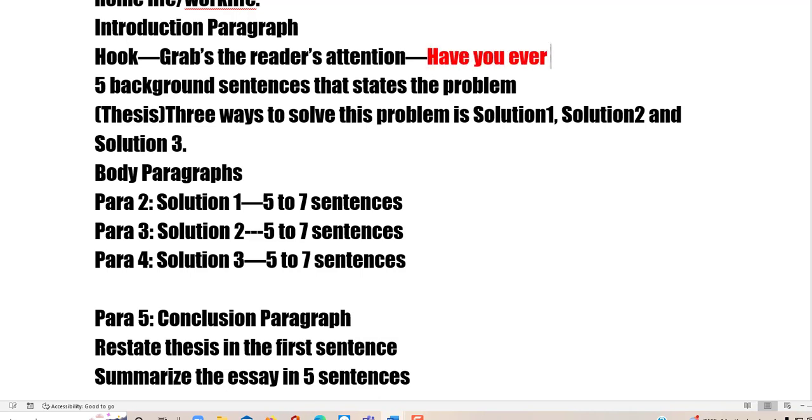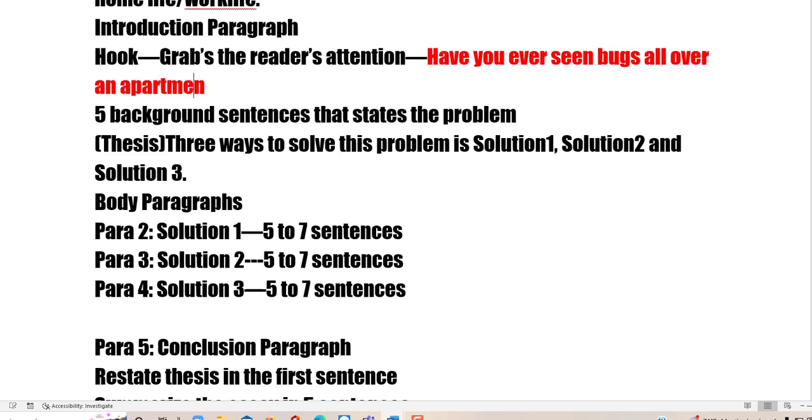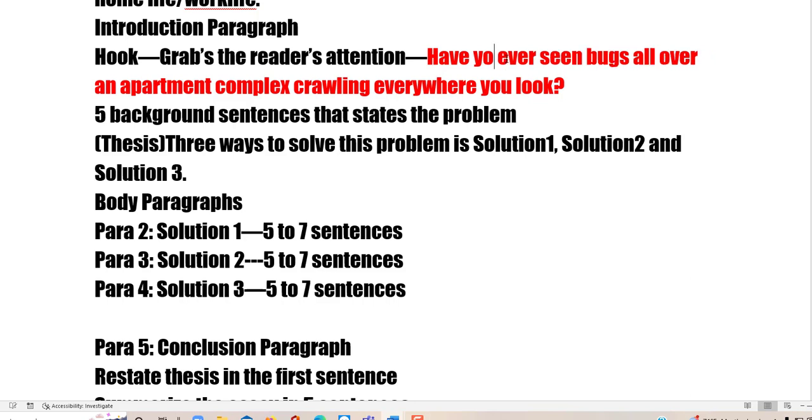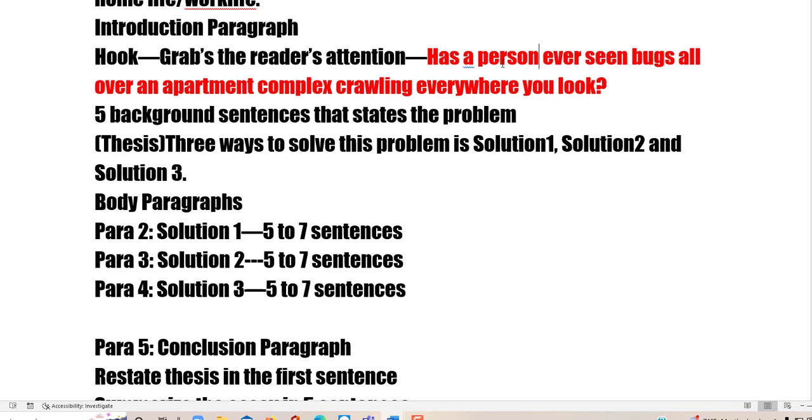Have you ever seen bugs all over an apartment complex, crawling everywhere you look? So we want to replace you. So has a person ever seen bugs all over an apartment complex, crawling everywhere a person looks? So we replace you and your with a person. Then that's supposed to grab the reader's attention.